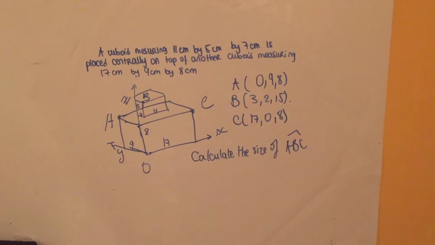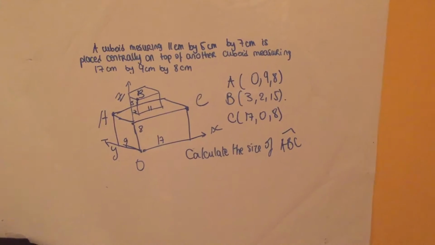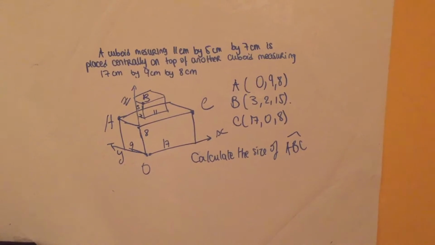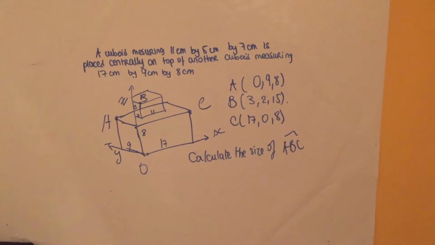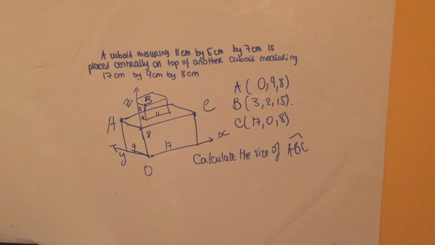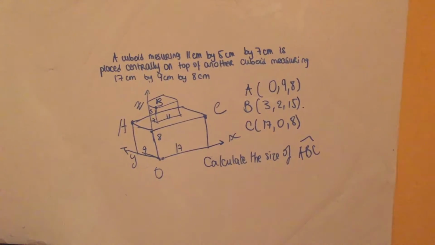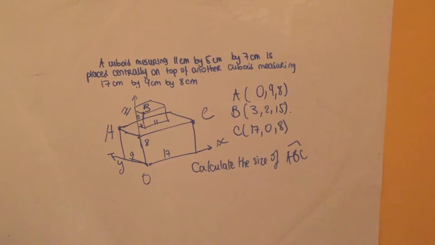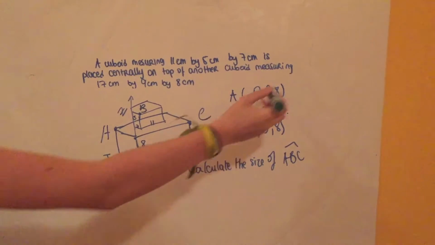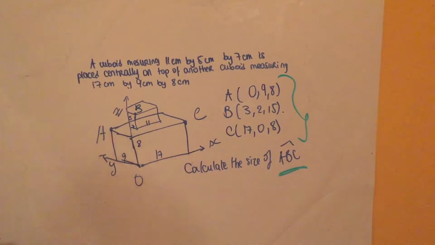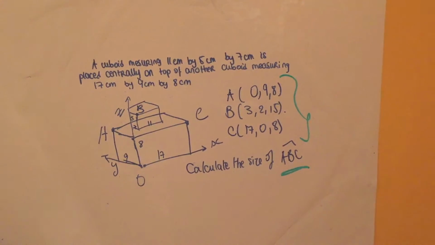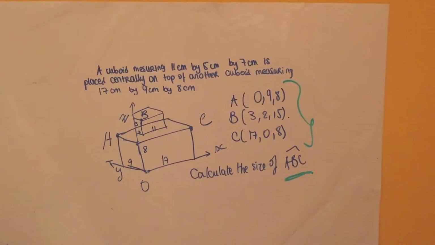Okay, a cuboid measuring 11 centimeters by 5 centimeters by 7 centimeters is placed centrally on top of another cuboid measuring 17 centimeters by 9 centimeters by 8 centimeters. We can see the figure represented over here. They tell us the coordinates of A, B, and C, which is the most important thing to answer the question of finding the size of the angle ABC, which is over here.